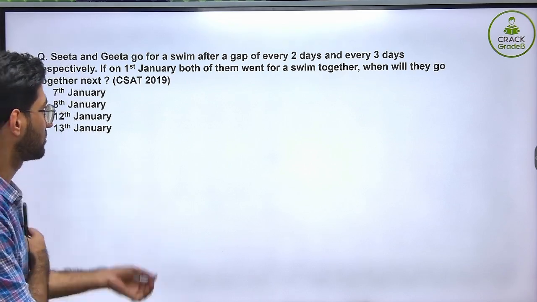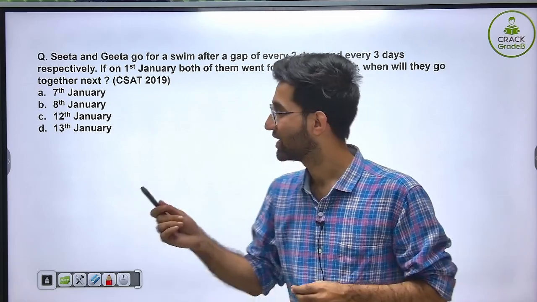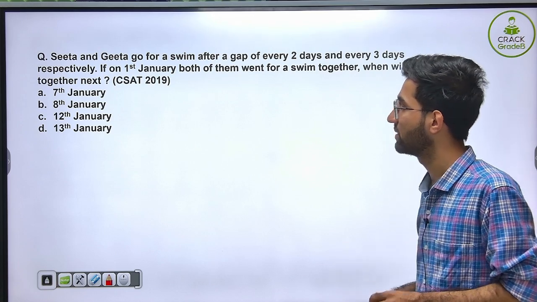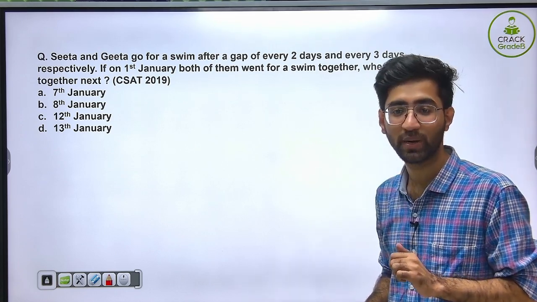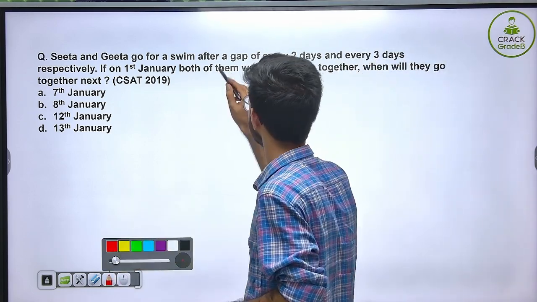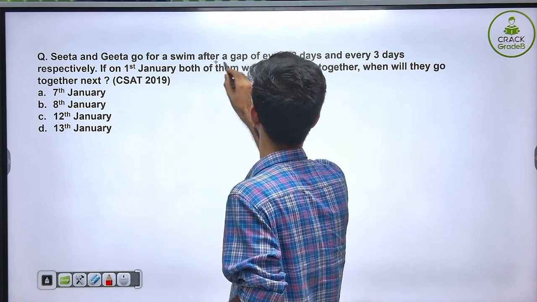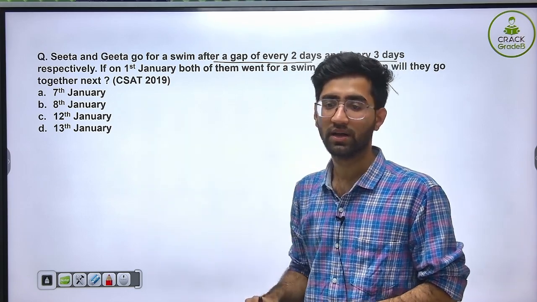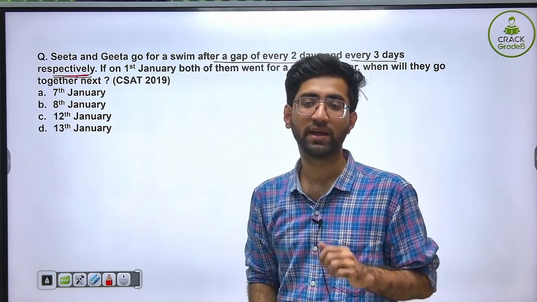Now let us try this question that has been asked in CSAT 2019, right? The question says Sita and Gita go for a swim after a gap of every 2 days and every 3 days respectively. After a gap of every 2 days is for Sita, right? And after a gap of every 3 days is for Gita. Simple. Why are we able to understand that? Look at the word respectively, right?